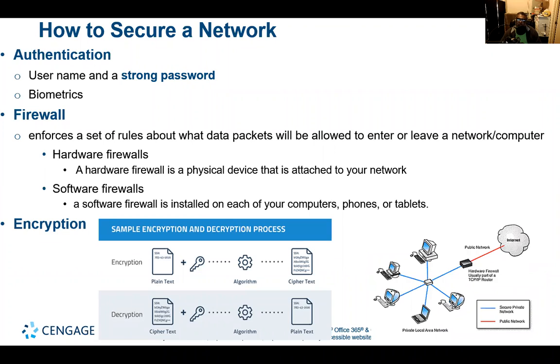Authentication, user's name and a strong password. Biometrics, as you remember, we were talking about biometrics being, it could be your eye, it could be your retina, it could be your voice.